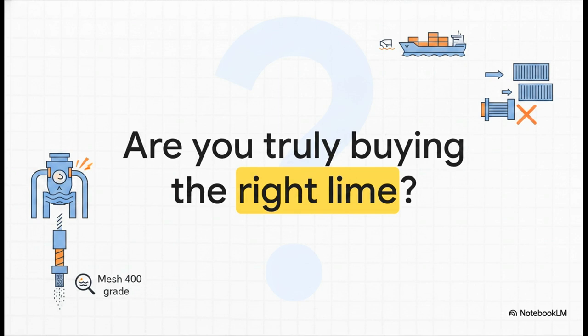3. Does the powder pass through fine dosing nozzles that require a strict Mesh 400 grade? And 4. Is freight a major share of your landed cost? Answer these, and your procurement team will never block a lance, ruin a pump, or overpay for water weight again. So, looking at your current supply chain right now, are you truly buying the right lime or just the right name?